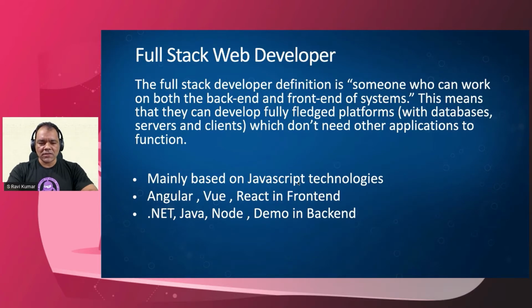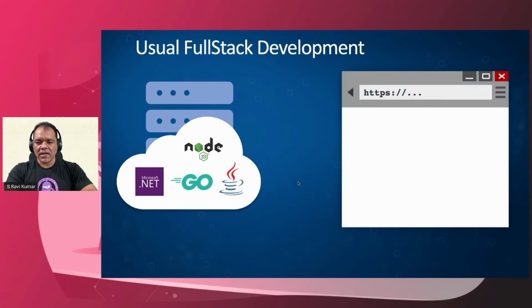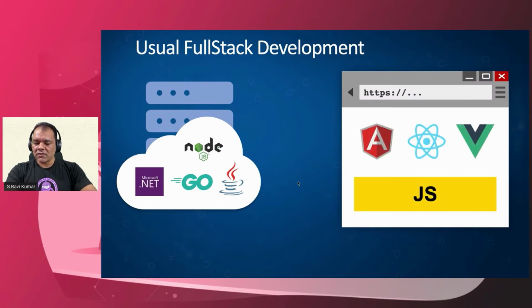When we see it in the form of a diagram, when we are doing full stack development, we have a backend which has Node, .NET, Go, or Java. And we have a front end where we have Angular, React, Vue, or any kind of JS framework which communicates with the backend.